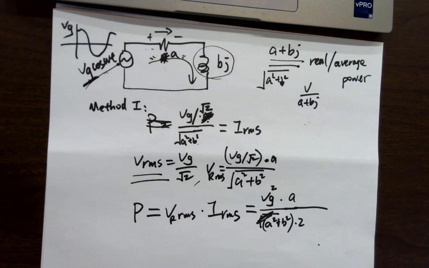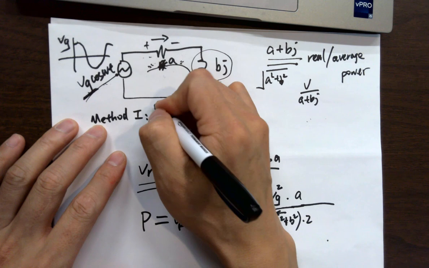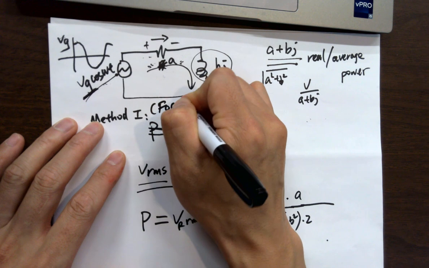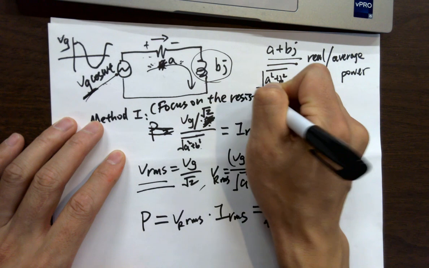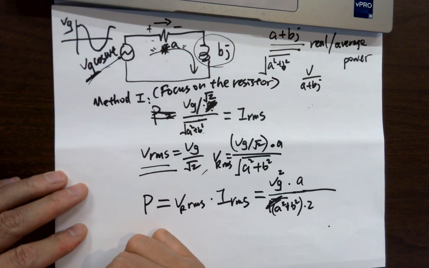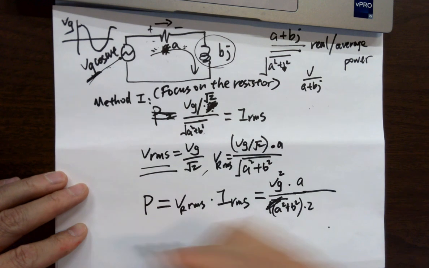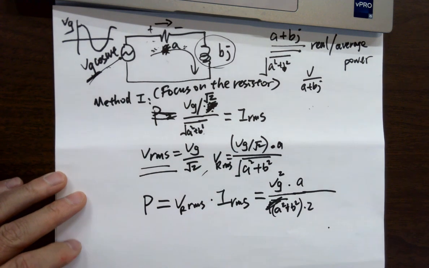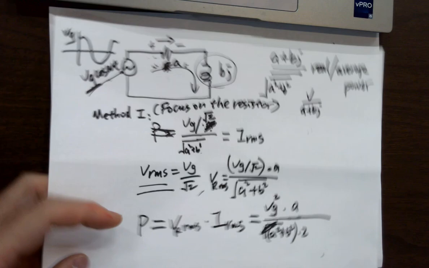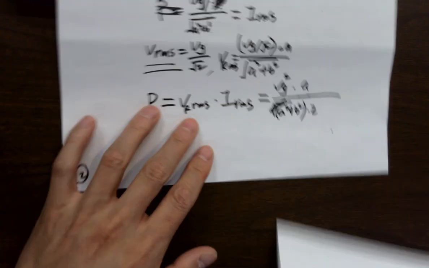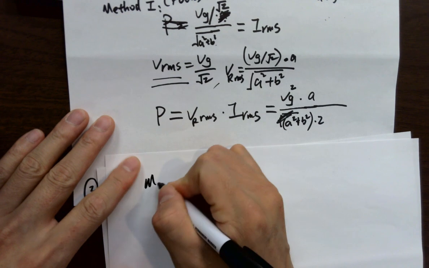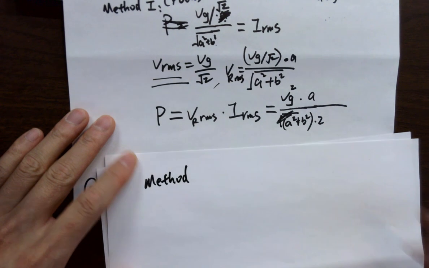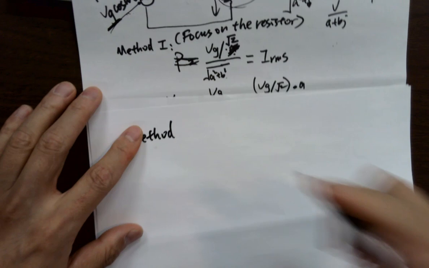What about method 2? So remember, what is method 1? Focus on the resistor, right? Method 2. Use the overall impedance.